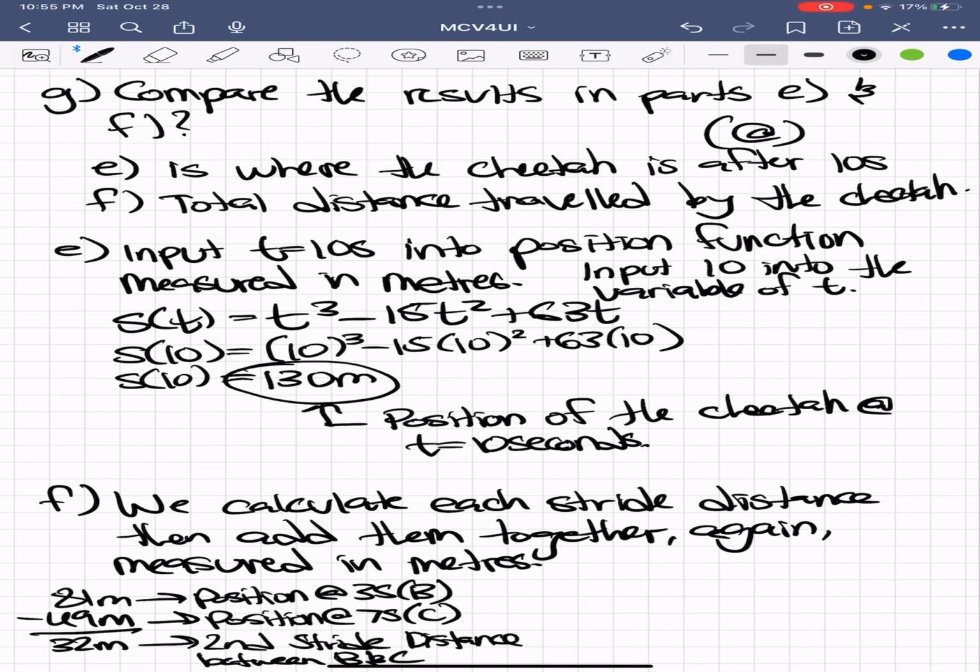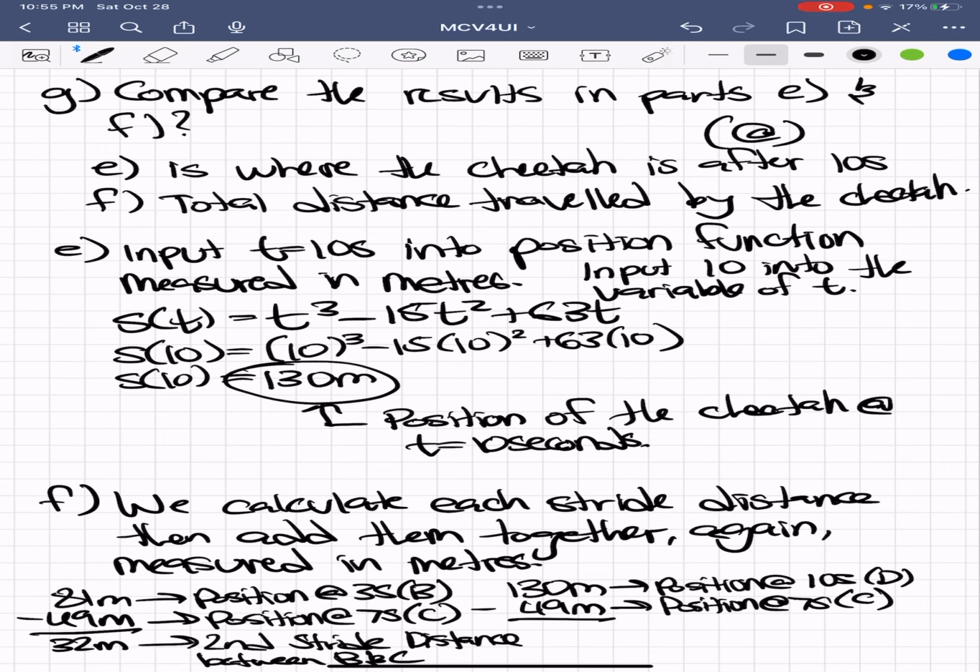And then we have 130 meters. We have a position, that's the position at 10 seconds, minus the position at 7 seconds, that's 81 meters, third stride distance between C and D, and then we just have the first stride, which is 81 meters.